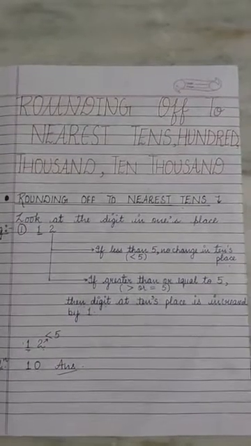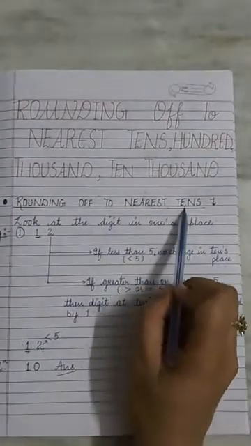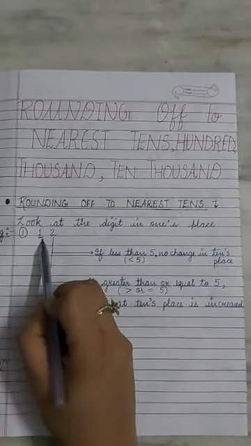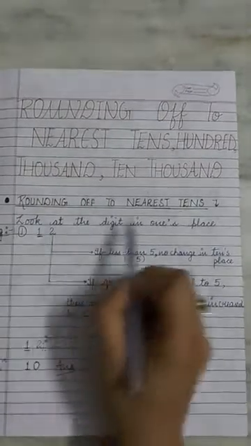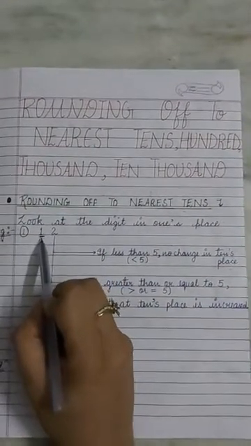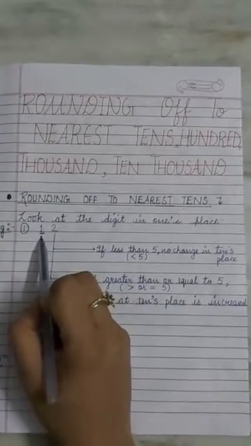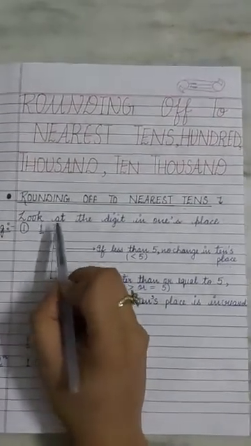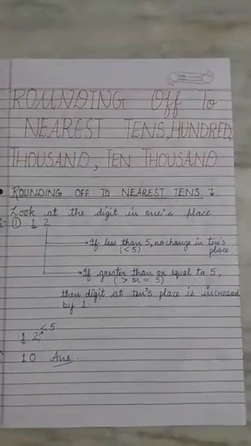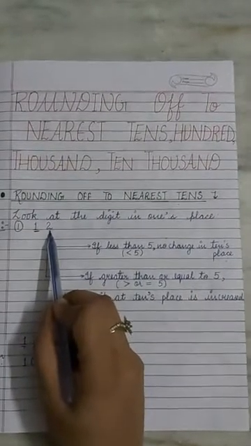First of all, as you know that we are rounding off to the nearest 10. So, the first thing you need to do is underline the digit at tens place. Why? Because it is nearest tens. So, we have to underline the digit which is at tens place. Next, look at the digit in ones place. Okay, this is 2. The digit in the ones place is 2.